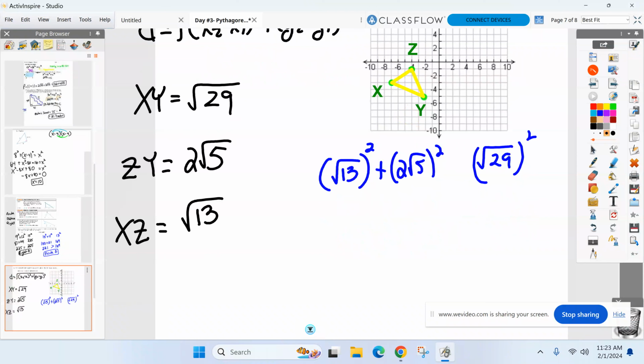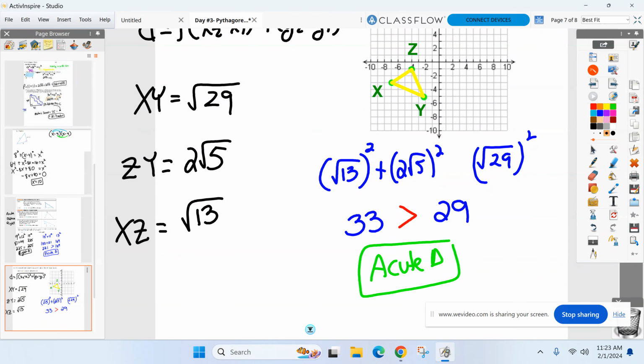I have 33 on the left side. The a squared plus b squared side is equal to 33. And on the c squared side, I have 29. So the c squared side is less than the a squared plus b squared side. So we can say this is an acute triangle. And we can also say it's scalene, right? After we found the distances. But for this problem, acute.